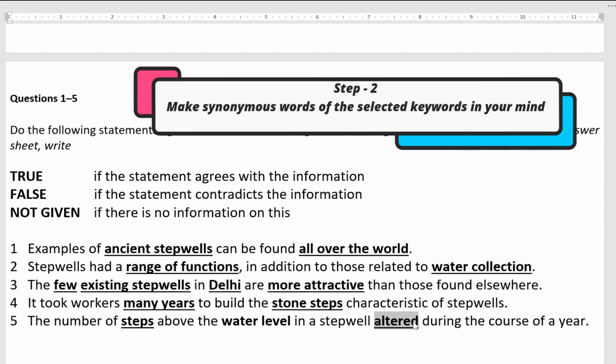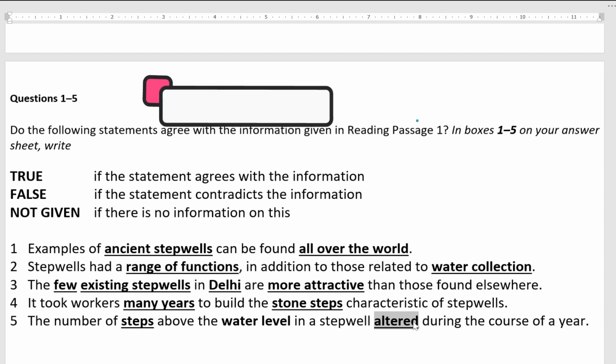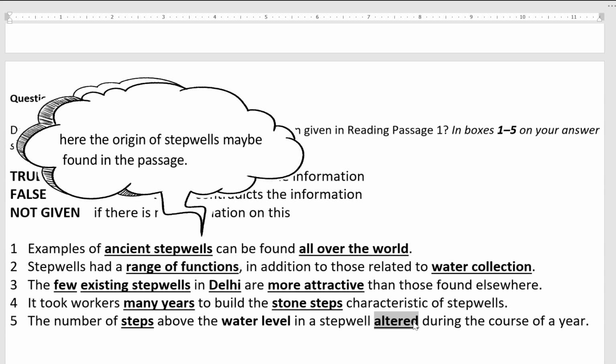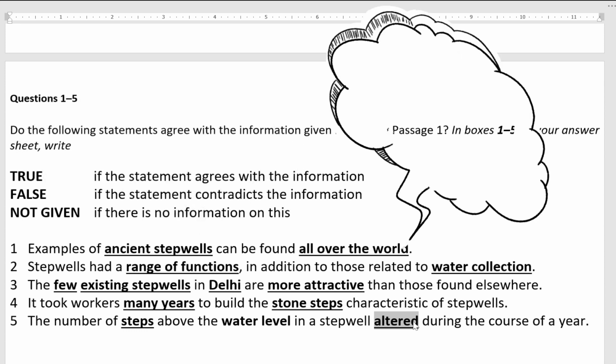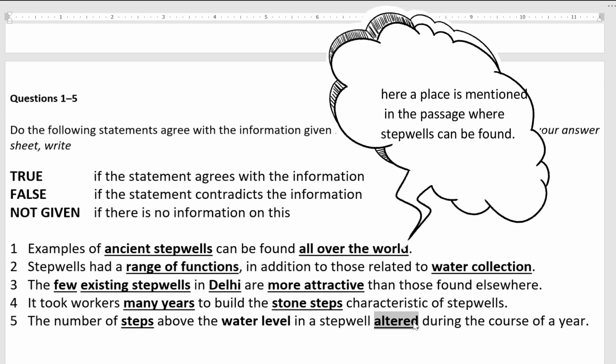Step 2. Make possible synonymous words of the selected keywords in your mind. The statement will paraphrase what is in the text or passage. In the first question, we have got two keywords: ancient stepwells and all over the world. Possible meaning we may find in the passage of these keywords: ancient stepwells. Here the origin of stepwells may be found in the passage. All over the world. Here a place is mentioned in the passage where stepwells can be found.